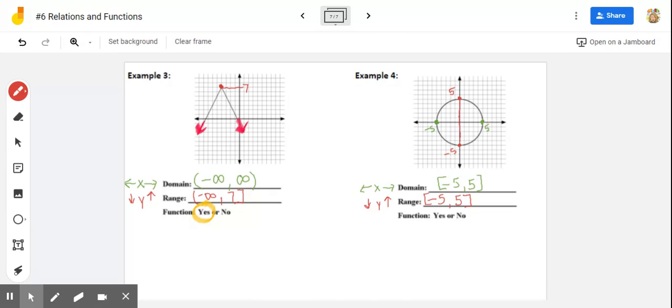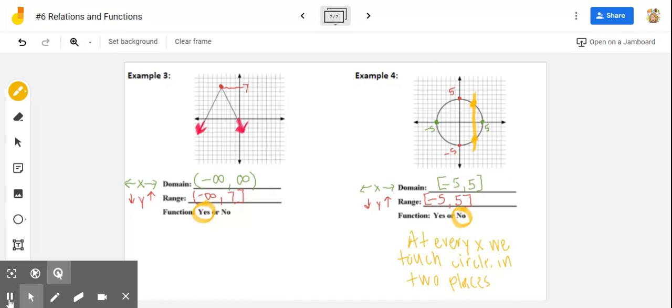And the question is, is this a function or not? The easy way to explain this is, if I were to lay my pencil down straight up and down, how many times do I touch the function? For every one x value, how many times do I touch my circle? I should only touch it once if I am a function. But anywhere along the circle, as I choose an x value, it looks like I touch the function more than once. So the answer is no, this is not a function. At every x, we touch the circle in 2 separate places, which is not functional.